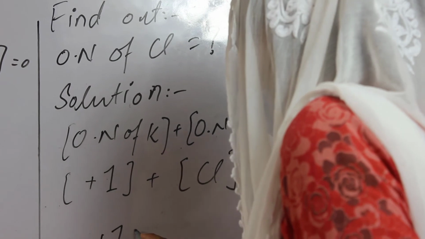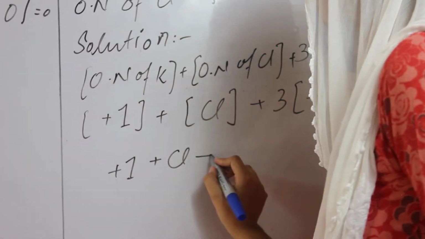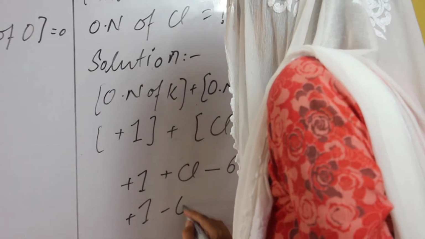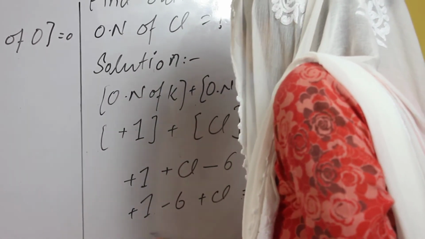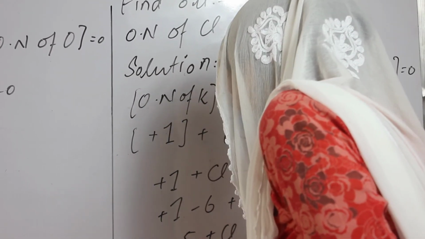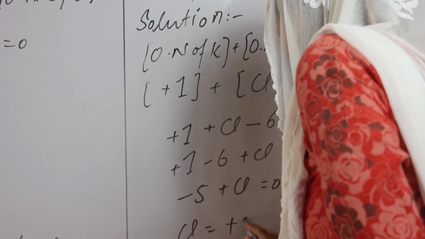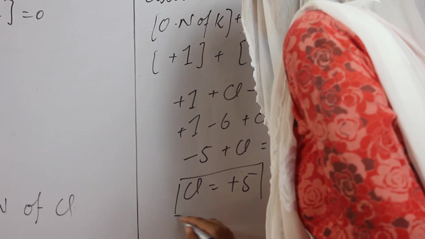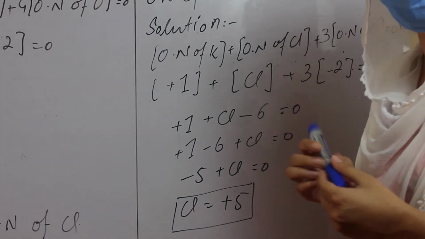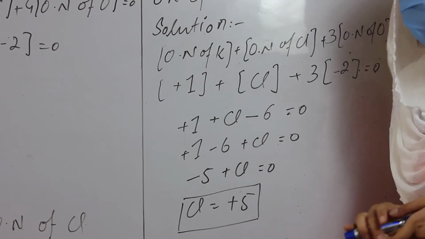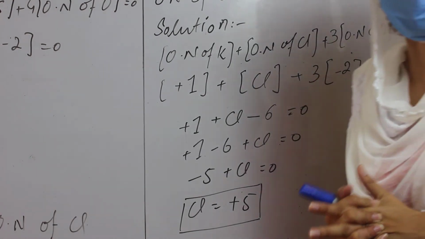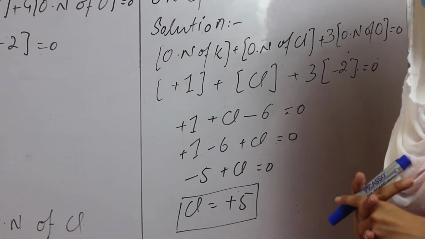+1 plus 3 times -2, that is -6, equal to 0. +1 -6 equals -5. After changing the position, -5 changes into +5, that is the oxidation number of chlorine. In this question we find out the oxidation number of chlorine from potassium chlorate. We sum up the oxidation numbers of potassium and oxygen and calculate the oxidation number of chlorine.